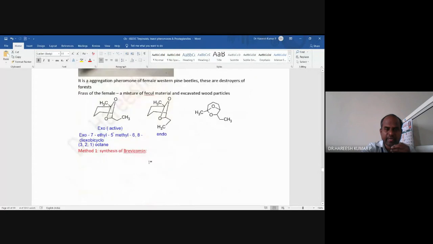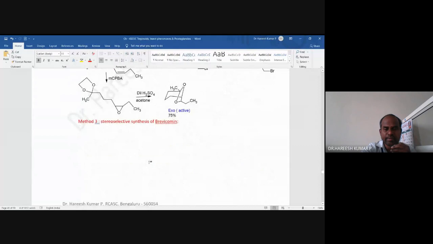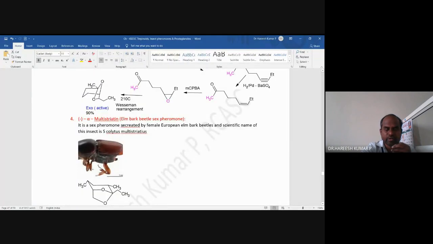And today, what I'm taking is multistriatin. This is the one. So what is the difference between brevicomin and multistriatin? The only difference is in one methyl group. In multistriatin, there is one methyl group more compared to brevicomin, and the species family is the same, but the species are different. This multistriatin is isolated from Scolytus multistriatus. It's a species name. So you need to remember that brevicomin as well as multistriatin are isolated from the same family but different species. So that's what you need to remember.